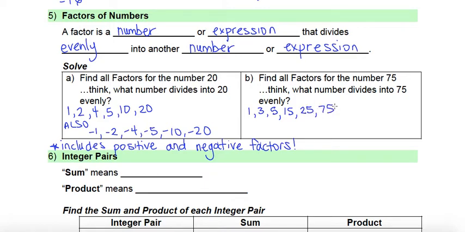So 1 times 75 is 75. 3 times 25 is 75, so think quarters. And 5 times 15 is 75 as well. But remember, it also includes those negative factors as well. So -1, -3, -5, -15, -25, and -75.